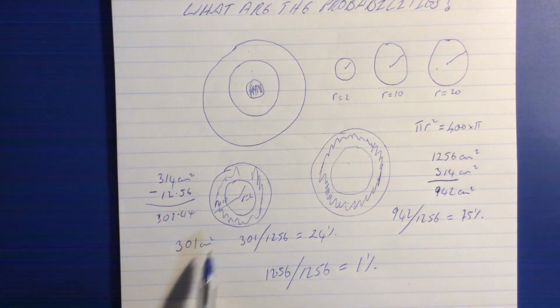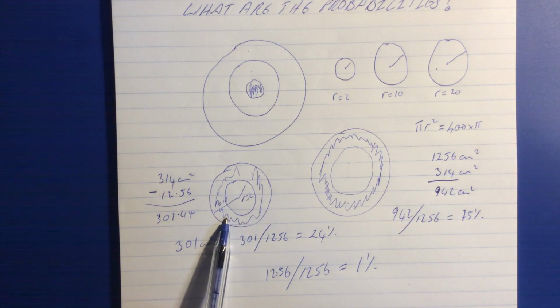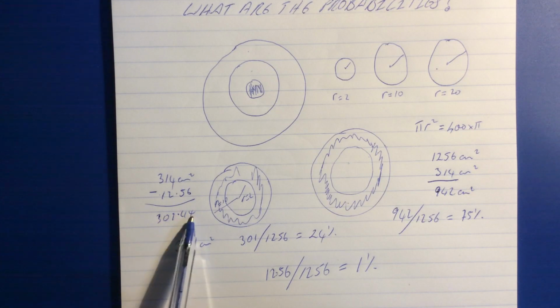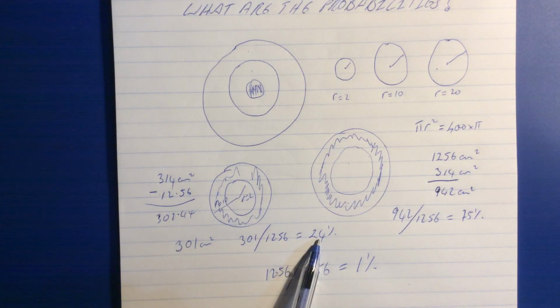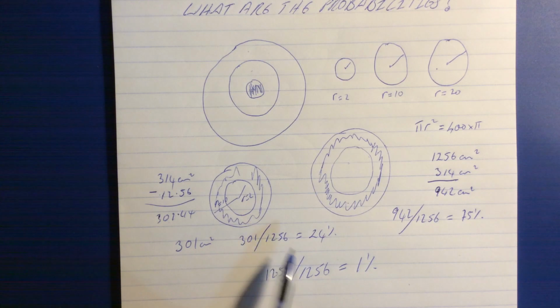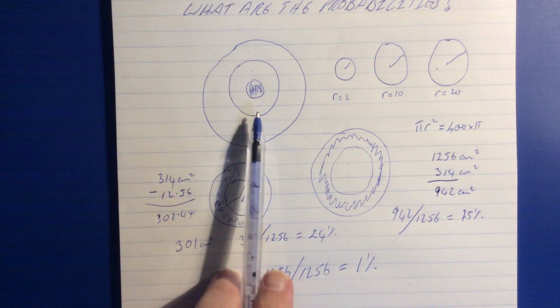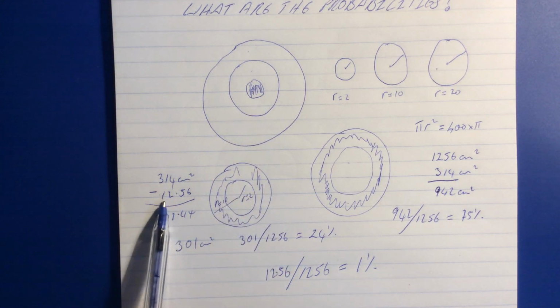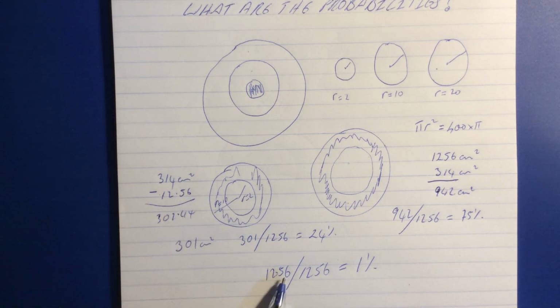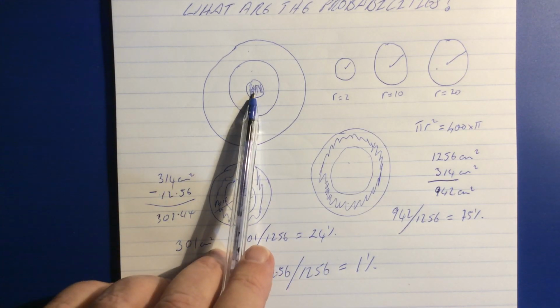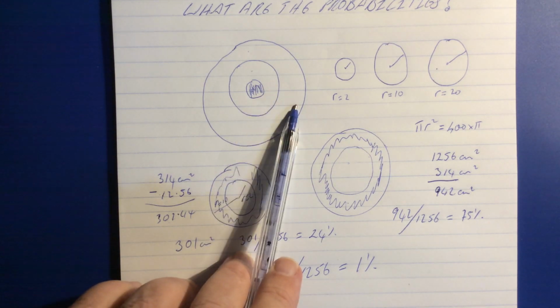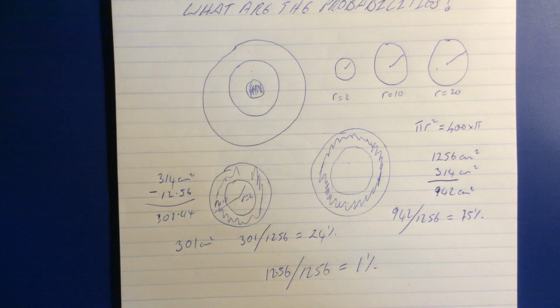Sorry, I'll just put this into shot and you can see this again. So this area here is 301 out of 1256. We calculated the 301 here, giving us 24%. We know the area of the small circle, which is 12.56. As I said, I left the decimal in. So 12.56 out of 1256 gives us 1%. You have a 1% chance of hitting that, a 24% chance of hitting that, and a 75% chance of hitting that. That is how you calculate the odds.